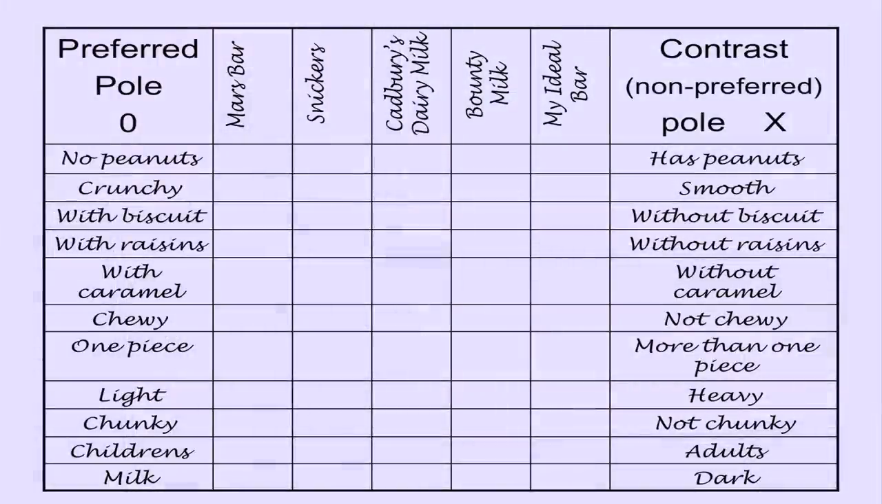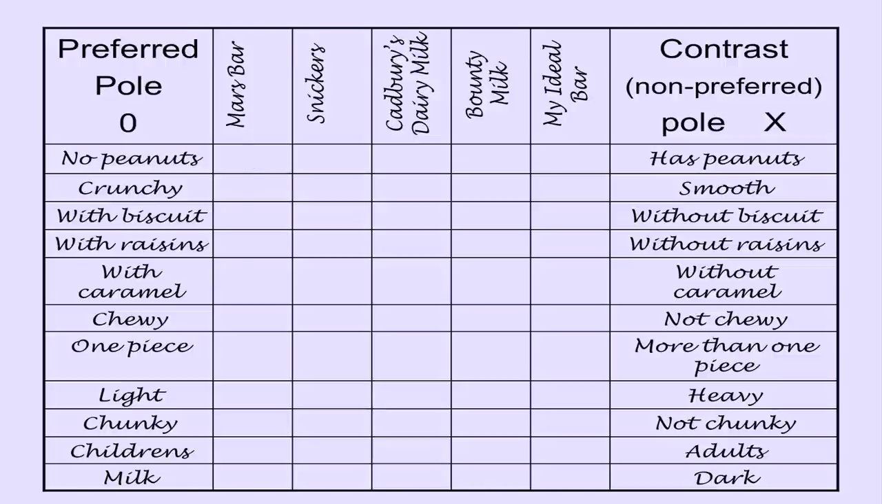So let's say you've got Mars bar in that row. So you'd have no peanuts versus has peanuts. Naught for this end, cross for that end. So you'd be saying in this box, put a naught or a cross, depending on whether the Mars bar feels to you like it has peanuts or no peanuts. If it has no peanuts, it gets a naught because it's at this end. If it has peanuts, it gets a cross because a cross is at that end.